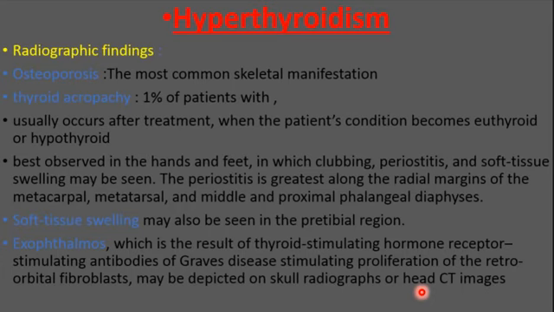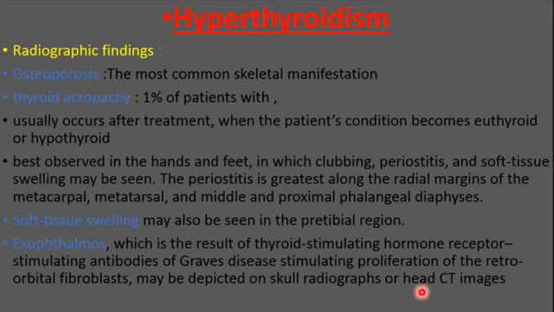Best observed in the hands and feet, clubbing, periostitis, and soft tissue swelling may be seen. The periostitis is greatest, just like hyperparathyroidism, along the radial margin of the metacarpals, metatarsals, and middle and proximal interphalangeal bones. Another finding is soft tissue swelling in the pretibial region, called pretibial myxedema.